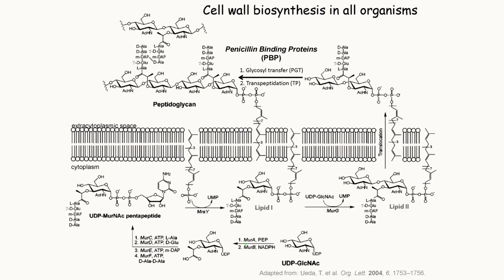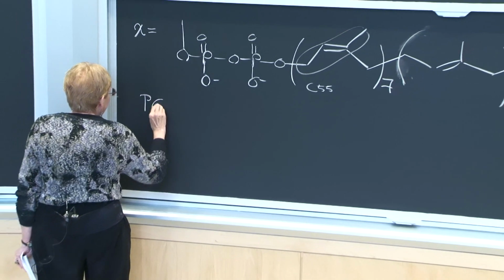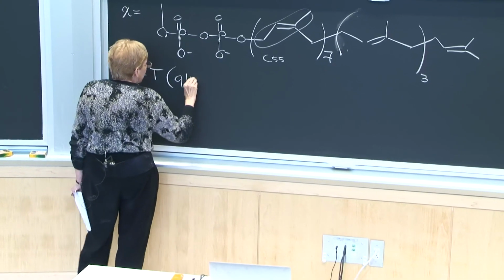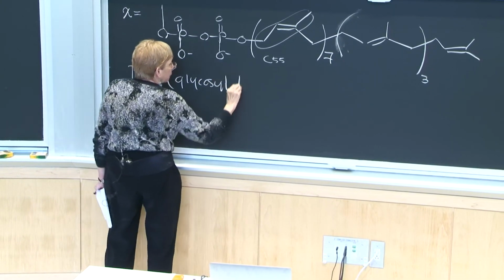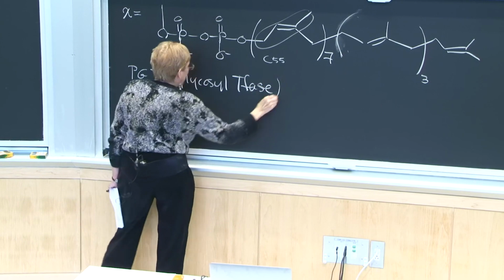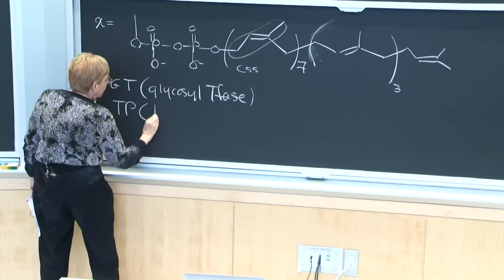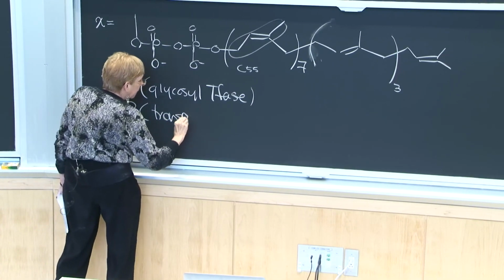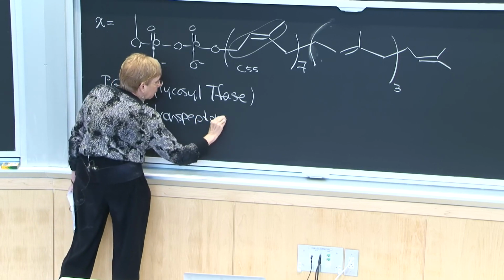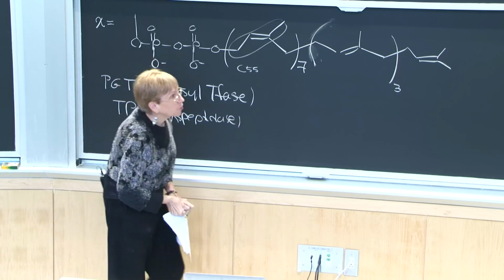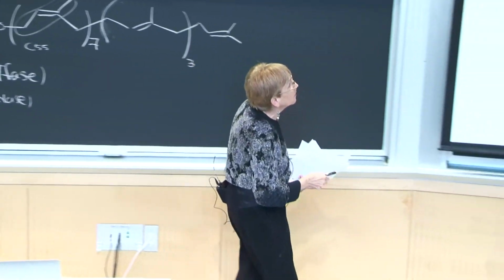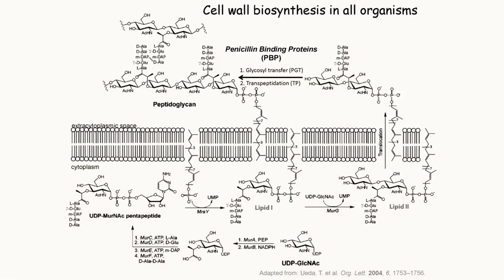So you have two things. You have a phosphoglycosyl transferase, and then the other thing you have is a TP, which is a transpeptidase. Okay, and so the transpeptidase, we're going to come back to this in a second, but is ultimately responsible for making a cross-link, which is what gives the bacterial cell wall rigidity.